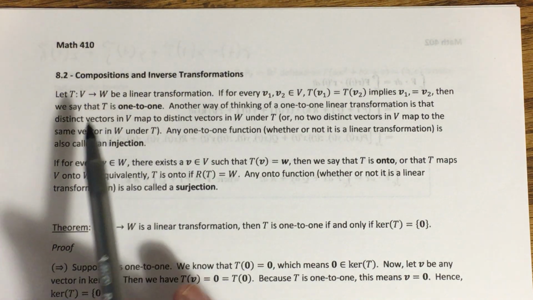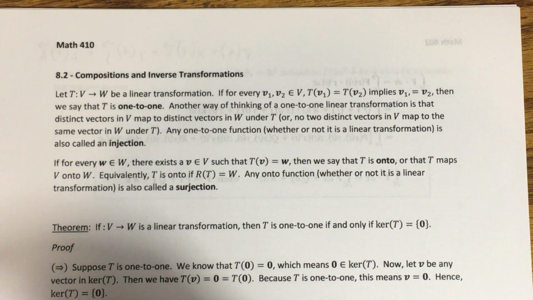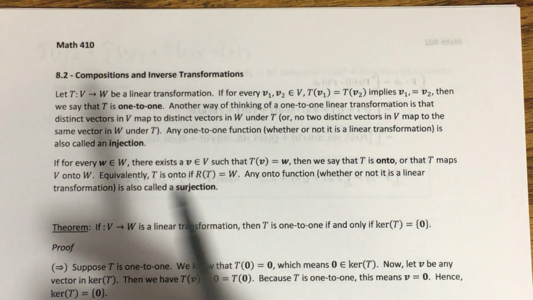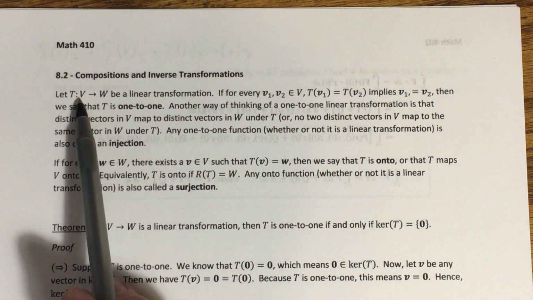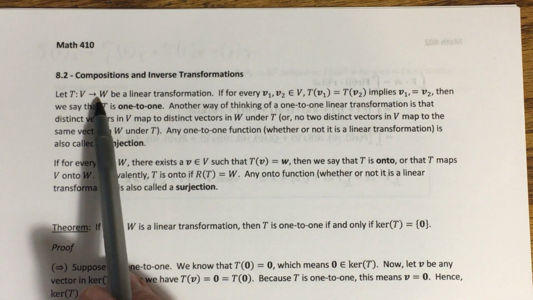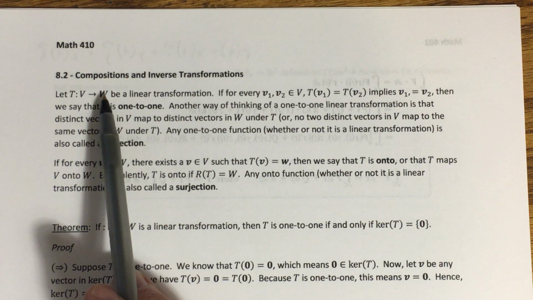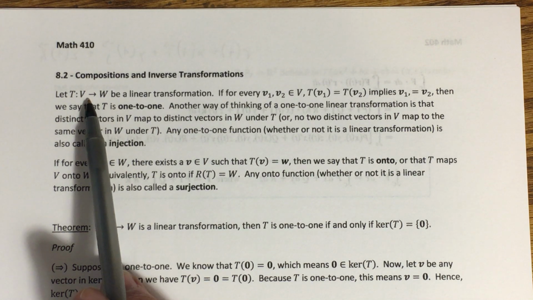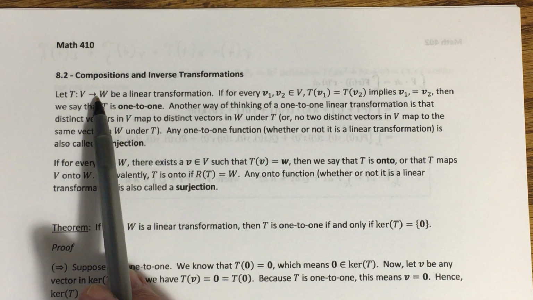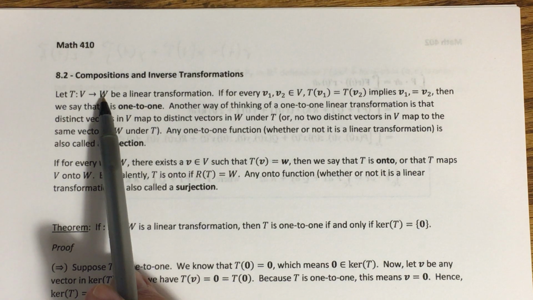So in the last section, 8.1, I sort of stressed this point that a linear transformation, if I use this notation saying V is being mapped into W, doesn't necessarily imply that every single vector in W is used as the image of a vector in V. Or in other words, W is not necessarily the range of T. The range of T is just a subspace of W.